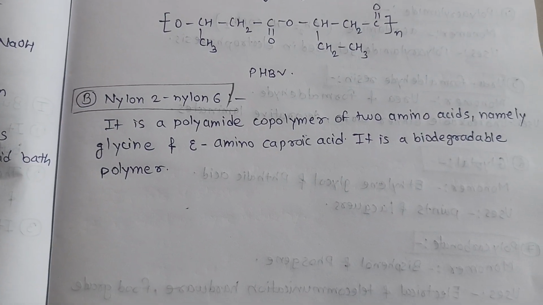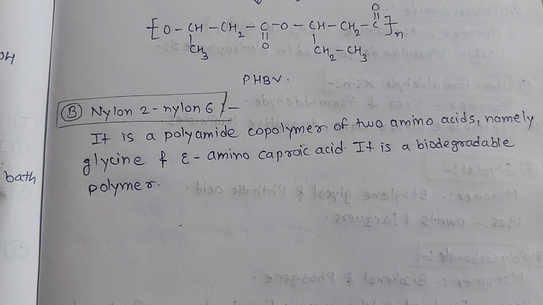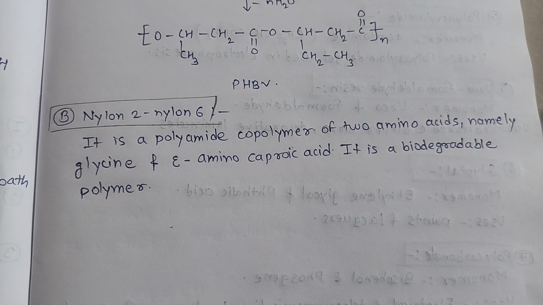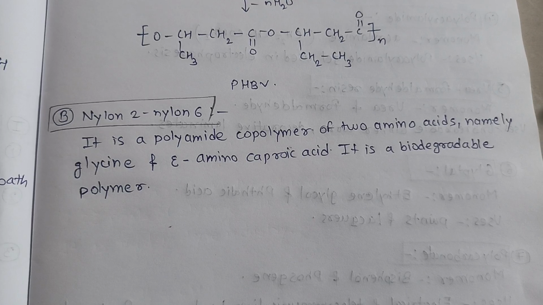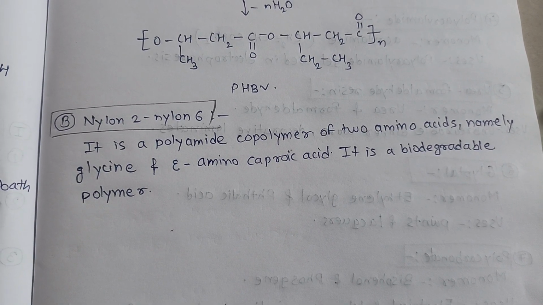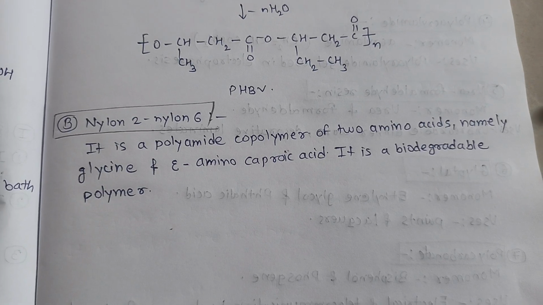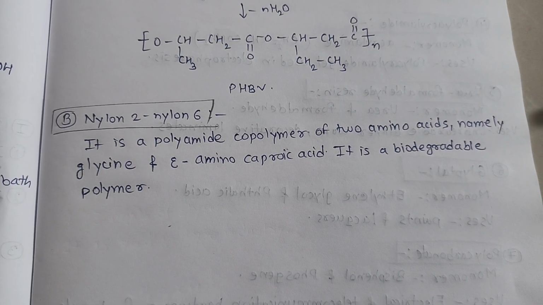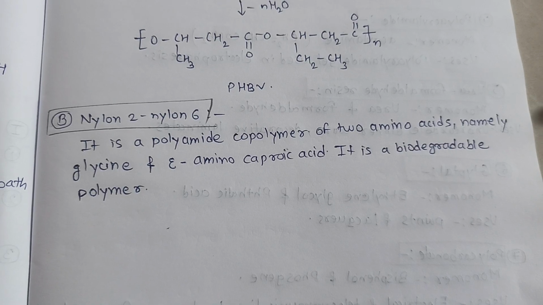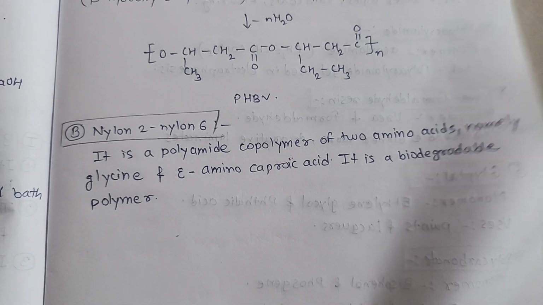Next polymer, again a biodegradable polymer, nylon 2 nylon 6. It is a polyamide copolymer of two amino acids, namely glycine and epsilon aminocaproic acid. It is a biodegradable polymer. So by combining glycine and epsilon aminocaproic acid, we are getting this biodegradable polymer, which is a polyamide, nylon 2 nylon 6.